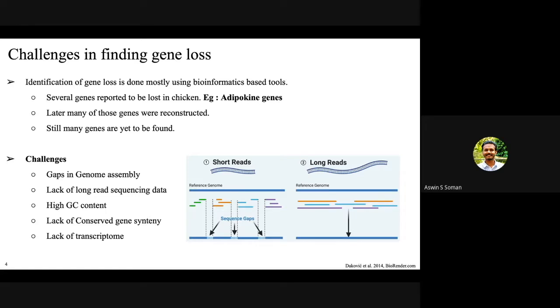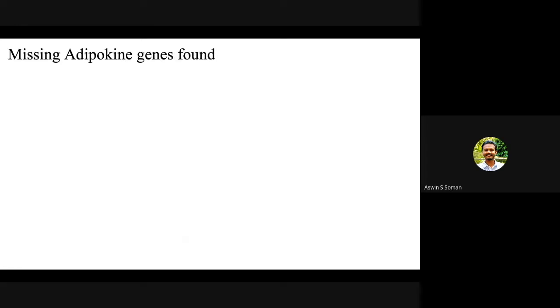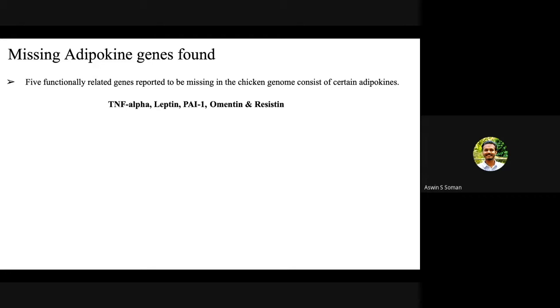Now, about these adipokine genes that were missing, there were 5 functionally related genes reported to be missing in chicken, and these adipokines are TNF alpha, leptin, PAI1, omentin, and resistin. These are cytokines secreted by adipose tissue and play a major role in inflammation and insulin resistance. Hence, they are not likely to be truly lost, and subsequent studies showed evidence that they're actually present in birds.